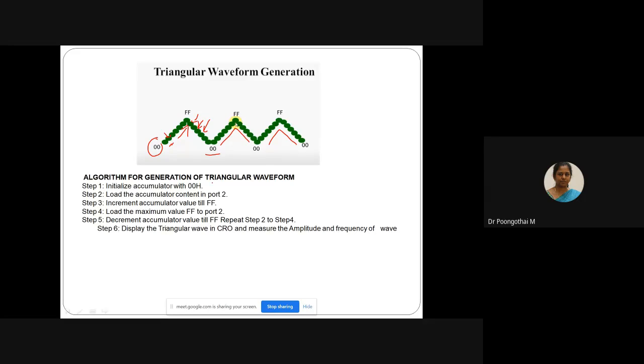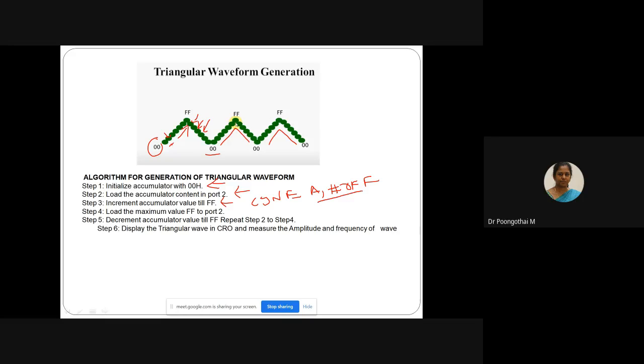So here, first 00 is loaded into the accumulator and that value is loaded into P2, since P2 is connected with your DAC IC, and next increment the accumulator value till FF. For that, we have to use the compare jump not equal instruction. You have to compare your accumulator content with 0FF. If both are not equal, repeat the same operation, that is, the increment operation.